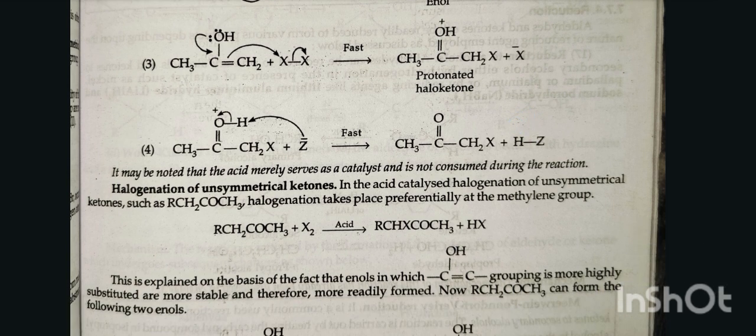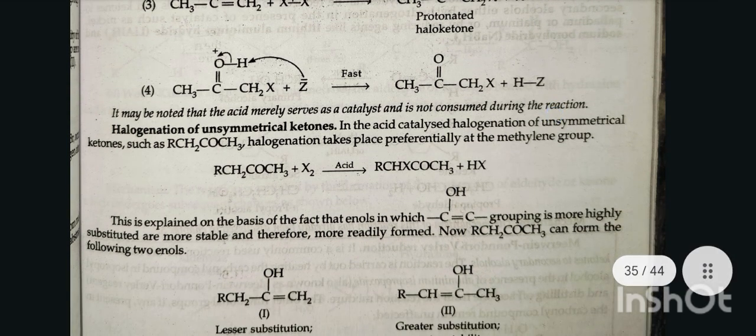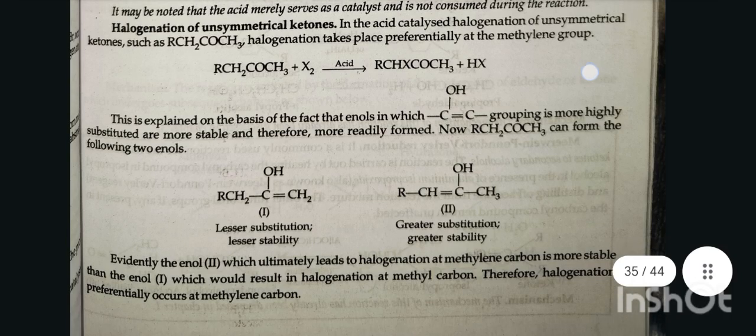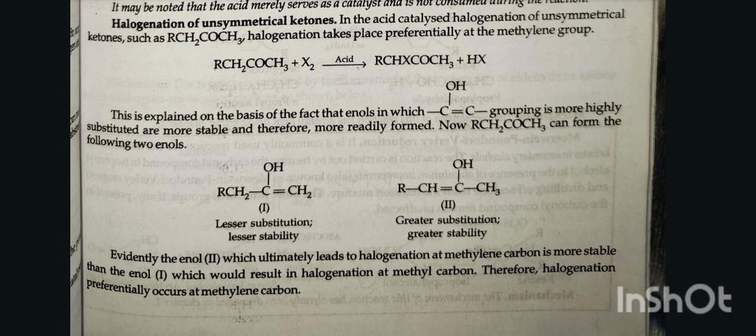Halogenation of unsymmetrical ketones. In the acid catalyzed halogenation of unsymmetrical ketones such as RCH2COCH3, halogenation takes place preferentially at the methylene group. This is explained on the basis of the fact that the enol in which the double bond is more highly substituted is more stable and therefore more readily formed. Now RCH2COCH3 can form two enols: lesser substitution, lesser stability; greater substitution, greater stability.